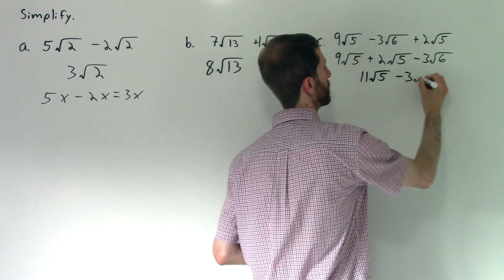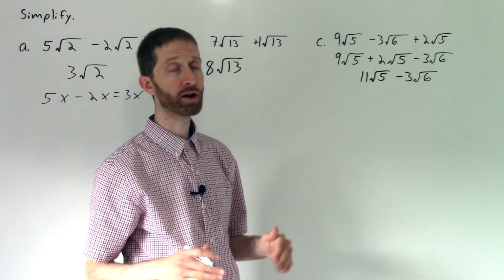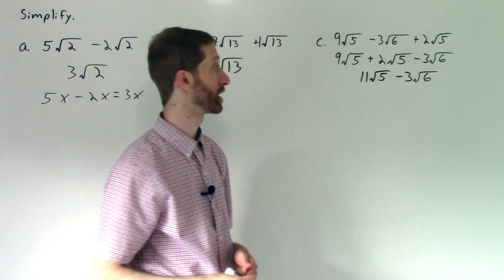We do not combine root 6. It's not like you do 5 minus 6 and get negative 1. Those are unlike radicals. We're done. That's as simplified as we can go.